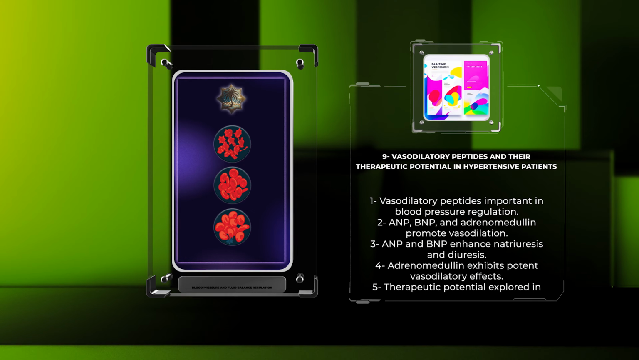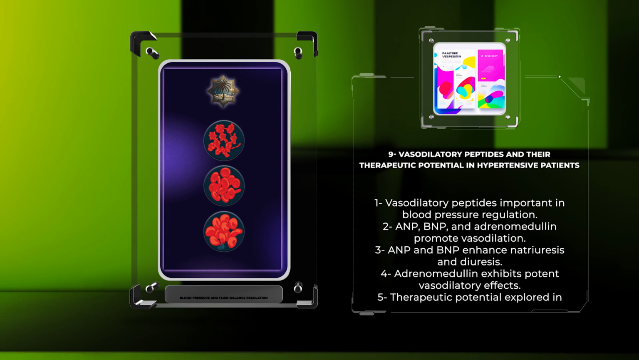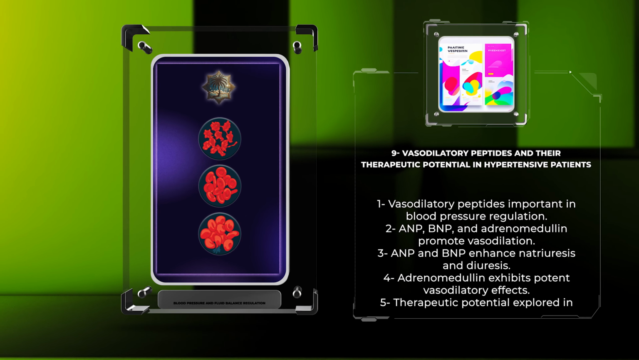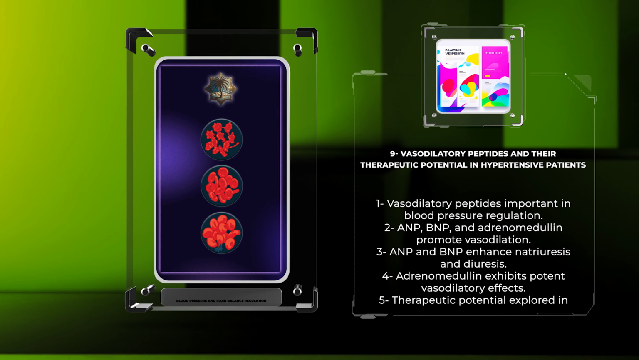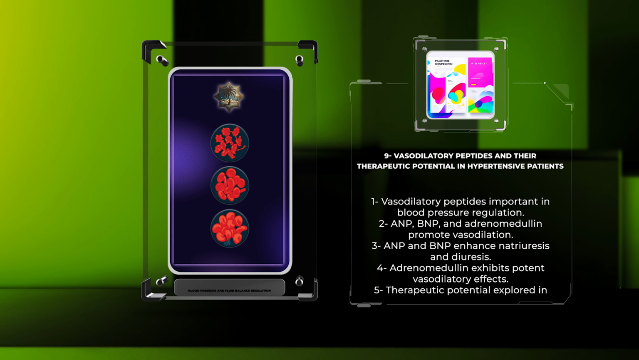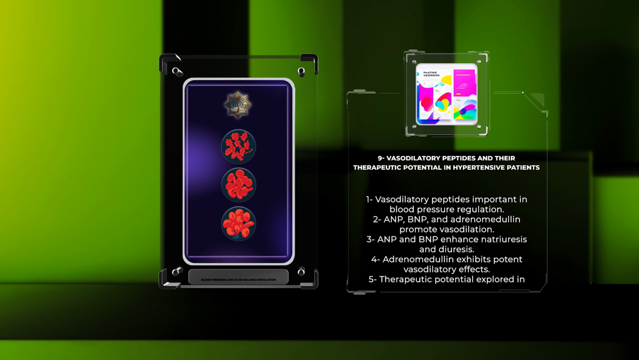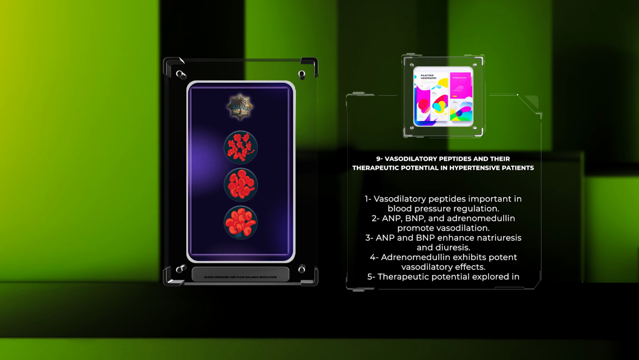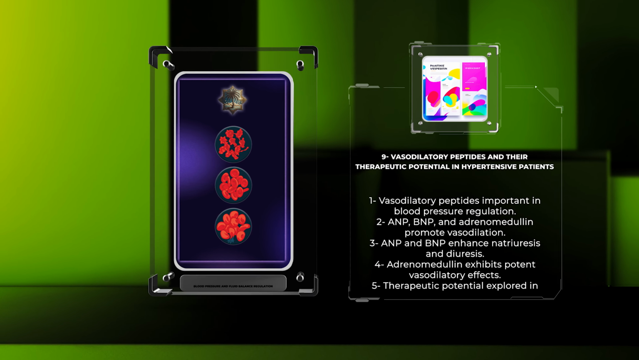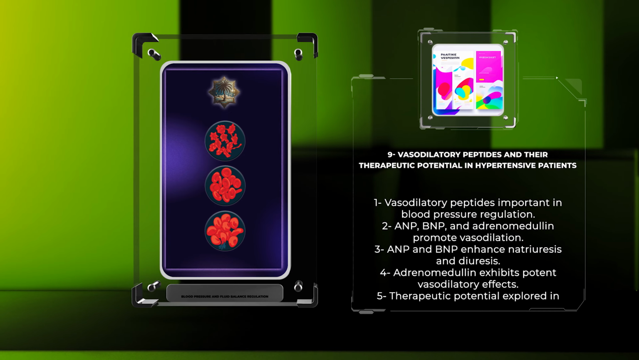ANP and BNP, secreted by cardiac myocytes in response to increased cardiac wall tension, enhance natriuresis and diuresis, resulting in decreased blood volume and systemic vascular resistance. Adrenomedullin, secreted by various tissues, exhibits potent vasodilatory effects and also enhances natriuresis.